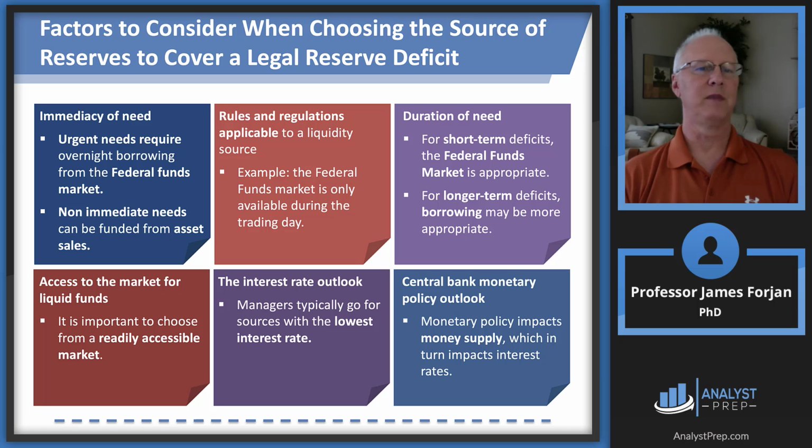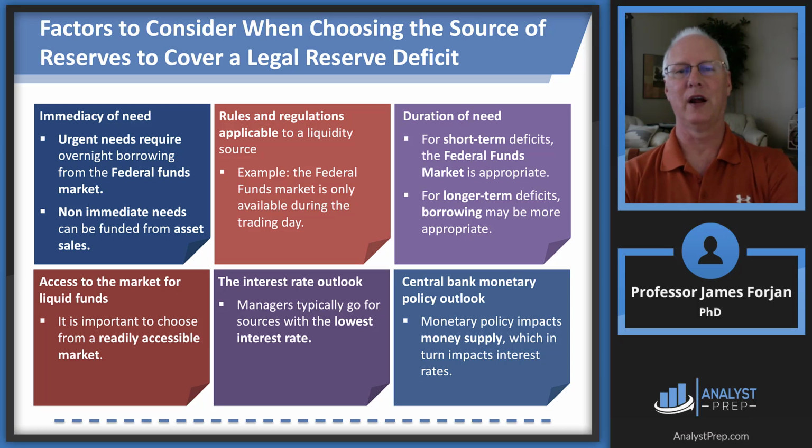Here are the factors. Immediacy of need, right? Is it me? Is it Jim making this deposit? Or is it James Bond making this deposit, right? And then what are the rules and regulations? All right. What's out there available for a liquidity source? How about the duration of need? Of course, what do we talk about? This is that whole discussion on asset liability management from our previous chapter. Access to the market, interest rate outlook, central bank monetary policy outlook. So those bottom two there, we're going to rely on the economists to try to help us out.